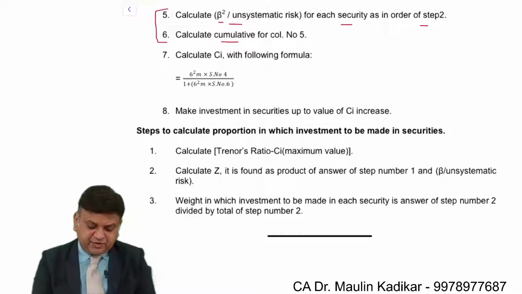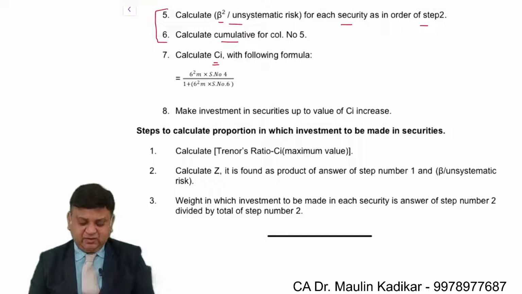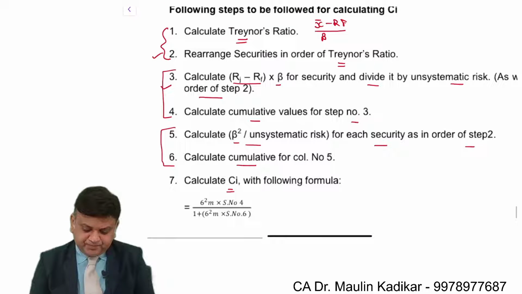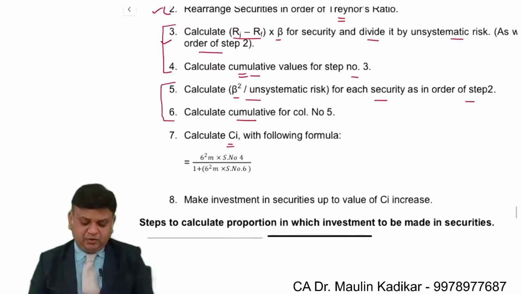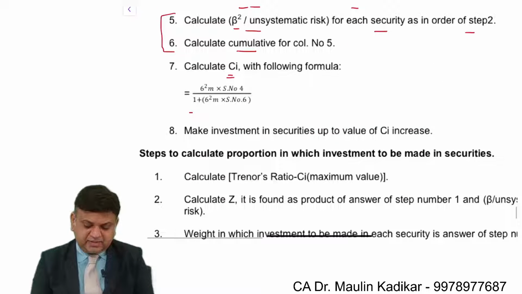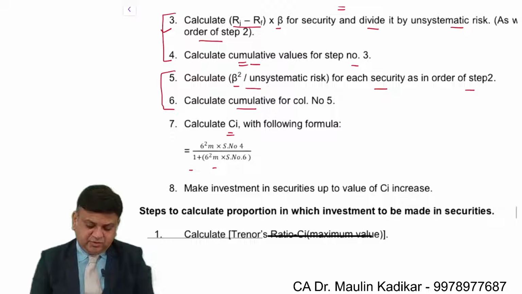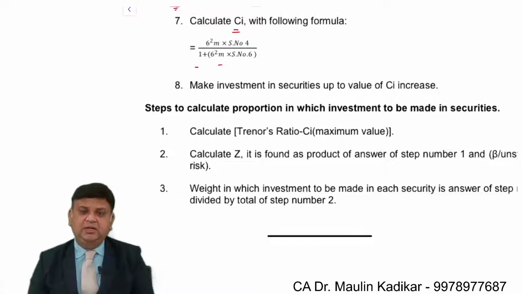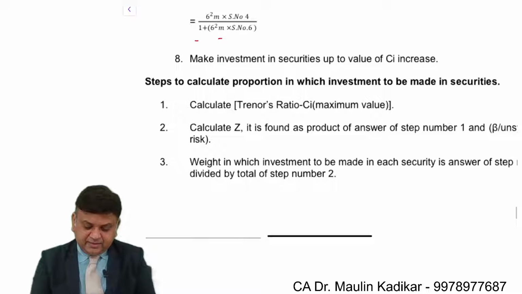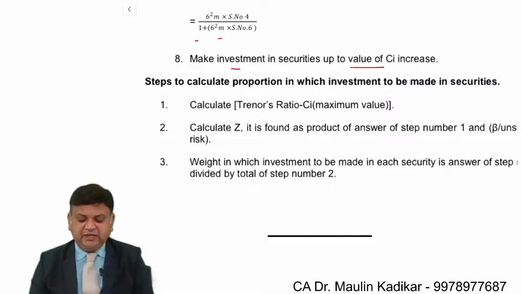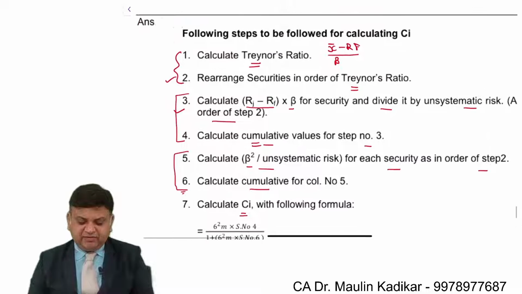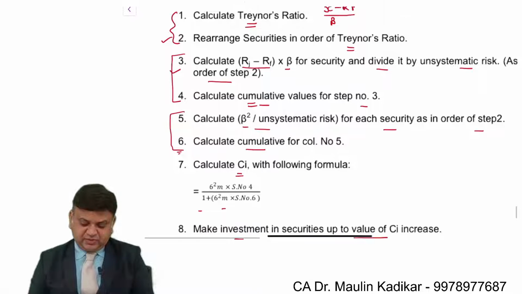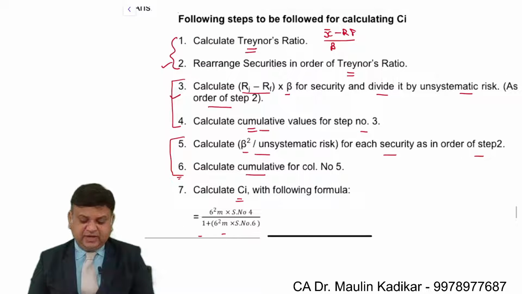Finally, we will calculate a value called Ci. It is calculated by using a very simple formula. It is variance of the market portfolio into the cumulative value of step number 4, divided by 1 plus variance of the market portfolio into step number 6. That is how we calculate Ci. Now, which one is the efficient security? Make investment in the securities up to the point where the value of Ci increases. This is the way we calculate the cutoff point, that is, the securities in which we have to make investment.